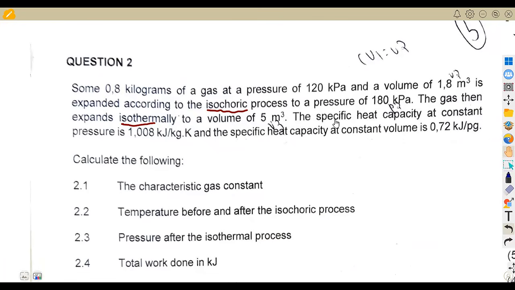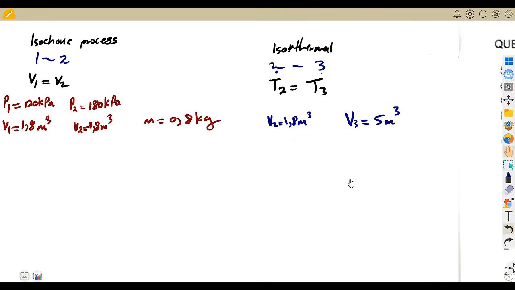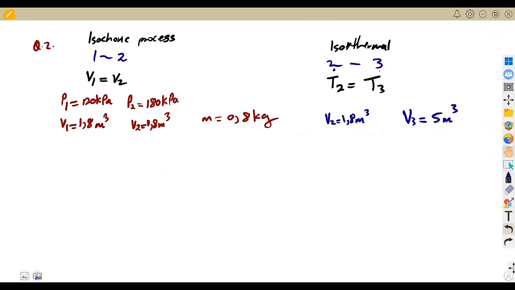We're also given the specific heat capacity at constant pressure, which is Cp, and at constant volume, which is our Cv in this case. So we've got Cp and Cv. Let me write this in a different mark, because they are not part of these two; they are shared between these two. So let me have it like this.